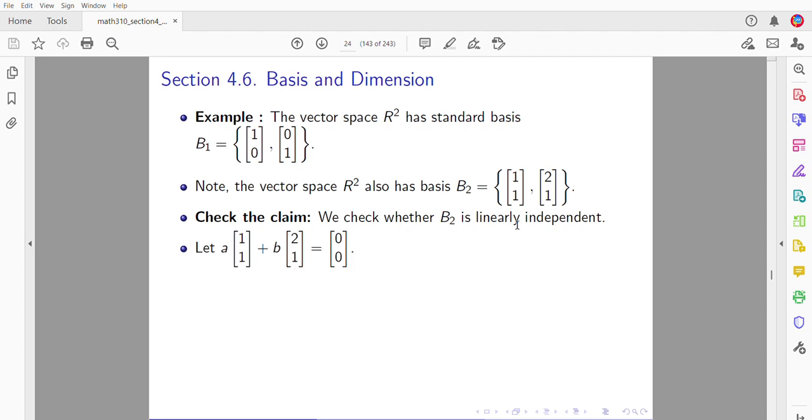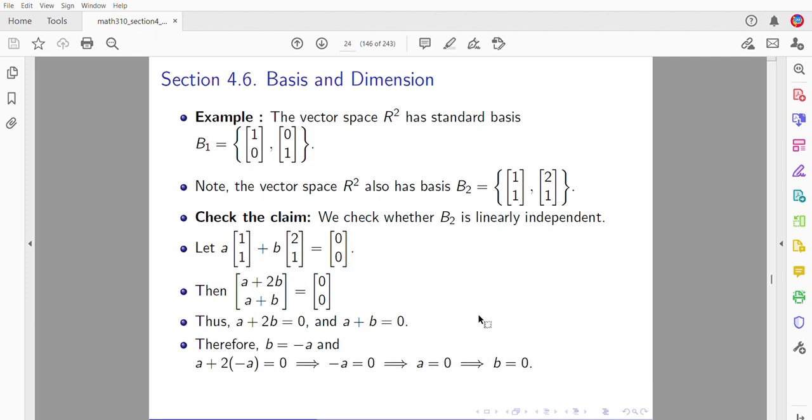Suppose A times (1, 1) plus B times (2, 1) is the 0 vector. Then A plus 2B is 0, and A plus B is 0. You have two equations. From the second equation, I see that B has to be negative A. I plug that into the first equation: A plus 2 times negative A is 0. Negative A is 0. That is, A is 0. If A is 0, B has to be 0.